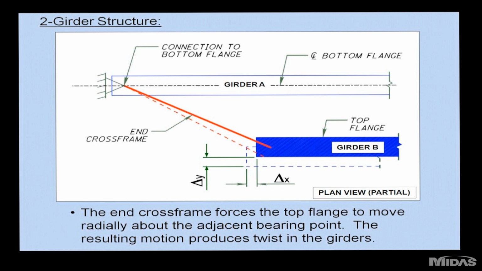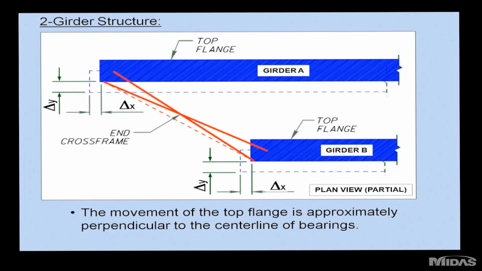So through this kind of action, the end cross frames cause twist independently of the intermediate cross frames. Here you can see both girders acting simultaneously. And the resultant direction of that movement is approximately perpendicular to the bearing line for those girders.